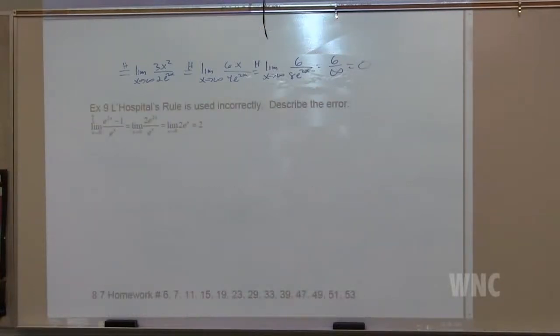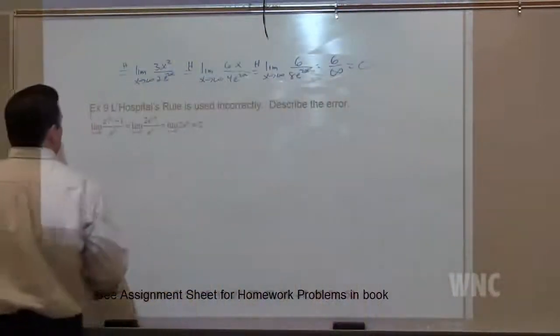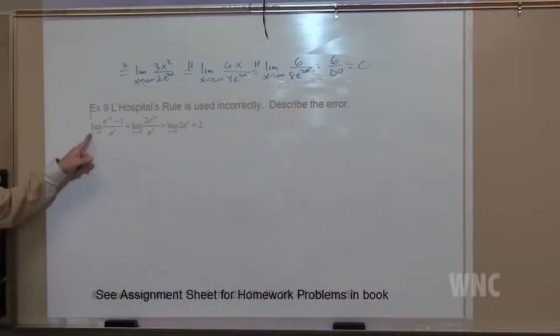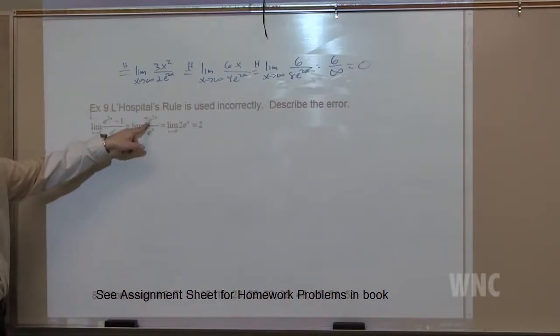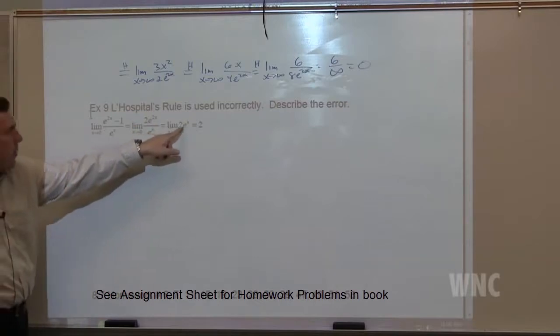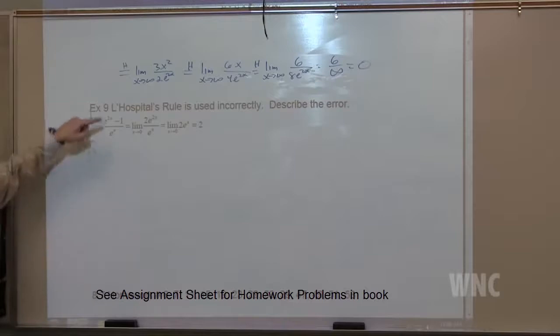And this last one, example 9, it says L'Hopital's rule is used incorrectly. Describe the error. Okay, so if you look at this, we have the limit as x goes to 0 of e to the 2x minus 1 over e to the x. Then they come to 2e to the 2x over e to the x. That reduced to be 2e to the x, which is 2. Well, what's the problem with this?